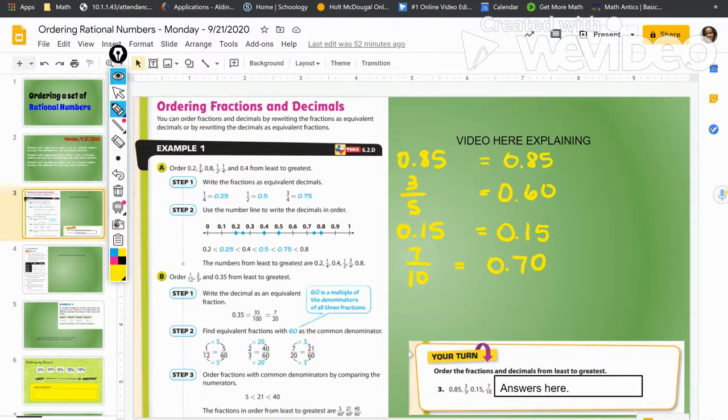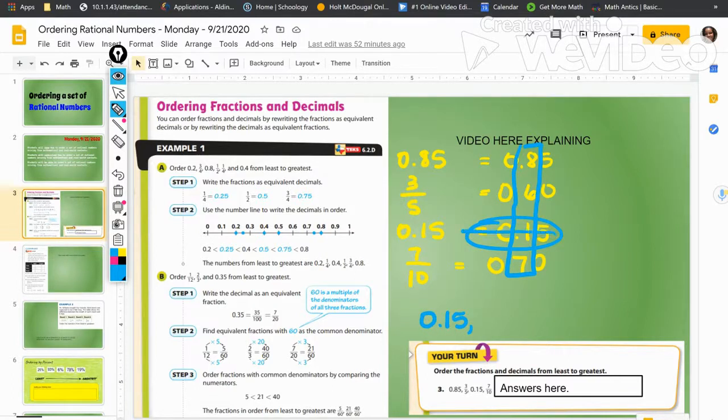Then what I'm going to do is look at the first column after the decimal. This is the tens place. And since I'm looking for least to greatest, I'm going to look for the smallest number. So my smallest number is 15/100.